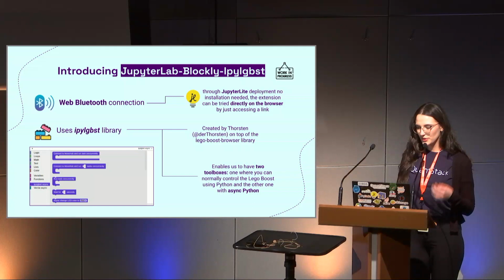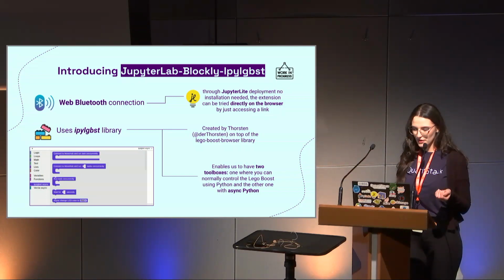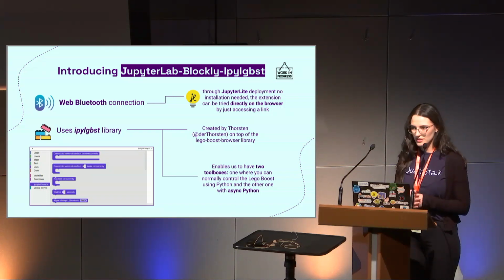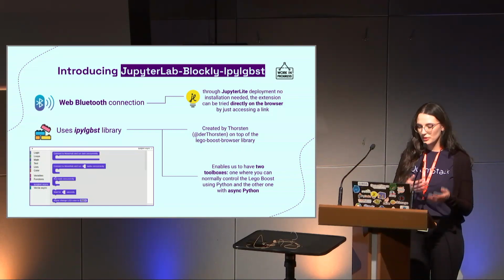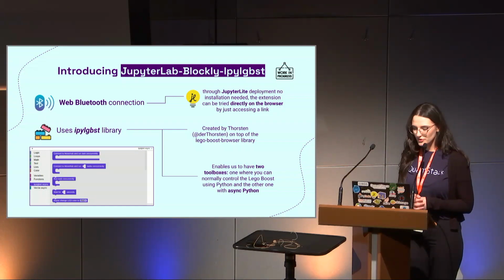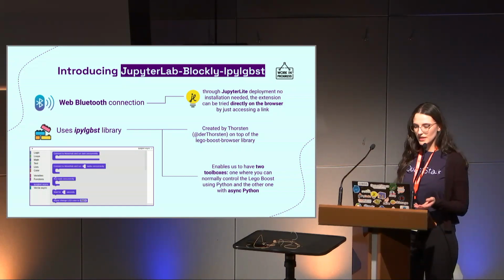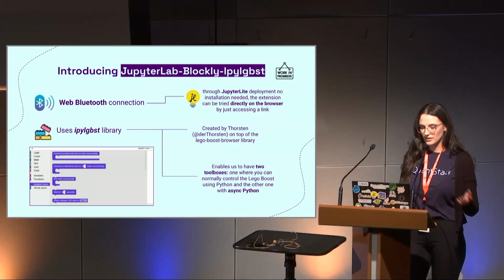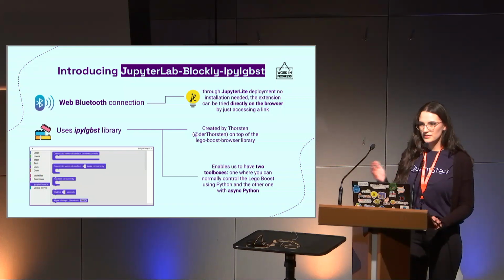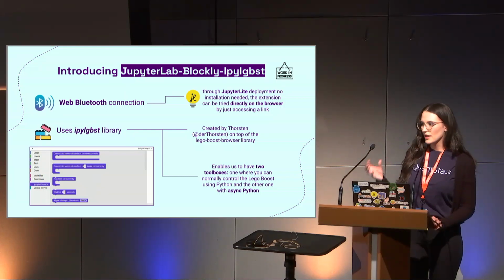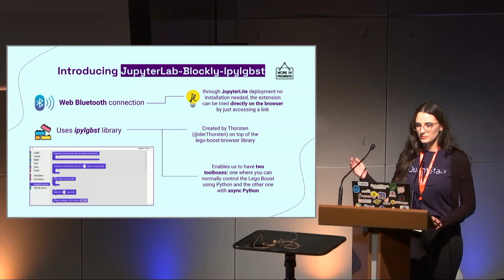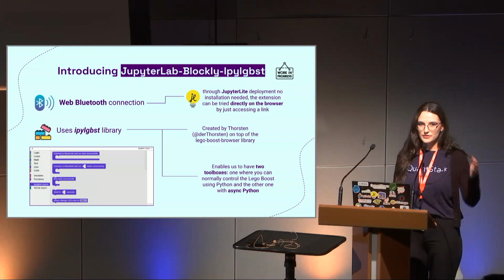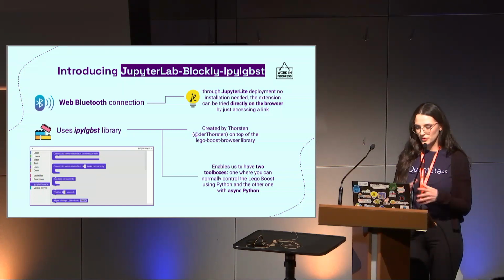On top of this, we also were able to have two toolboxes. On top of the main toolbox, with which you can control the Lego Boost quite easily using Python as previously mentioned, with a web Bluetooth connection we were also able to introduce async Python. That means you're able to run tasks concurrently. For example, if you want your Lego Boost to flash the LED in a certain sequence, you're also able to do this at the same time while moving it in a certain motion, like forward and then in a circle or whatever you want to do. So it won't just wait for the LED to stop blinking and then start moving, but it will do both tasks at the same time.